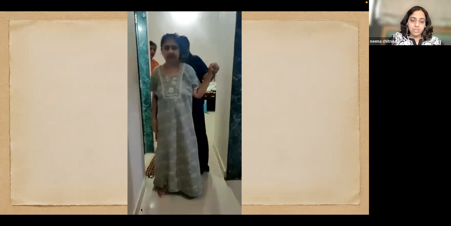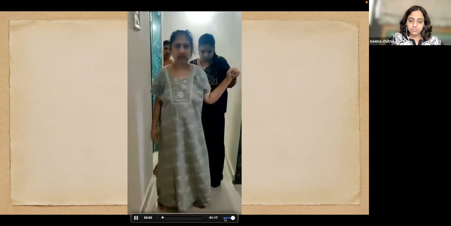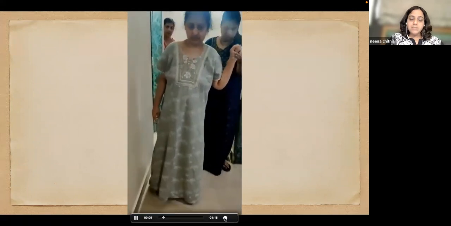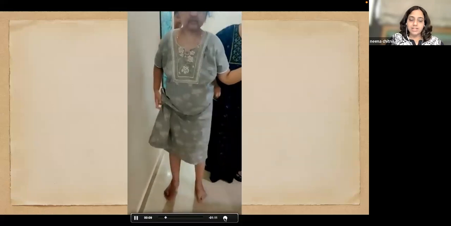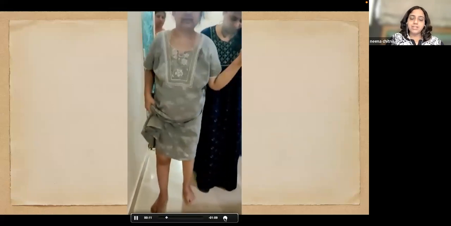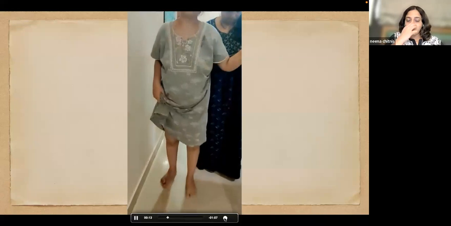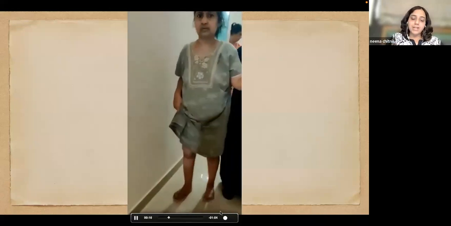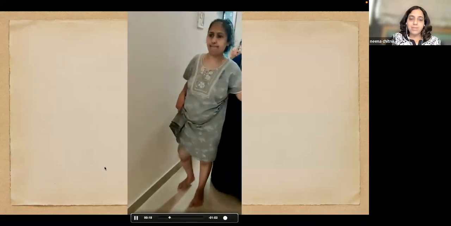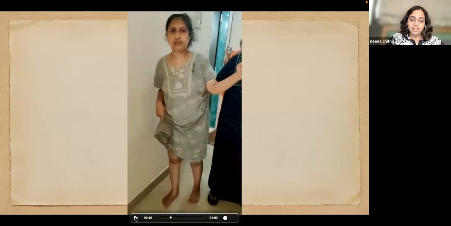So this was a patient. See the way she is walking. This patient had myositis. She had proximal muscle weakness, and you can see how she is putting her steps. So this sort of gait will, at the beginning itself, tell us that yes, this patient might be having some proximal muscle weakness or myositis.